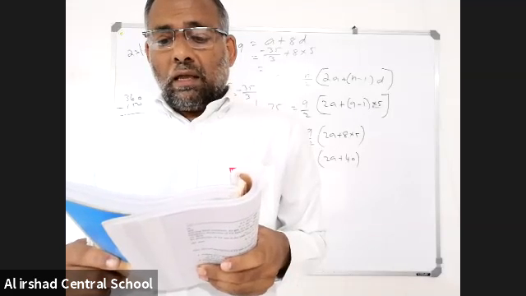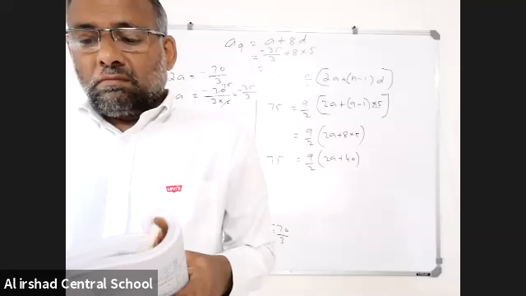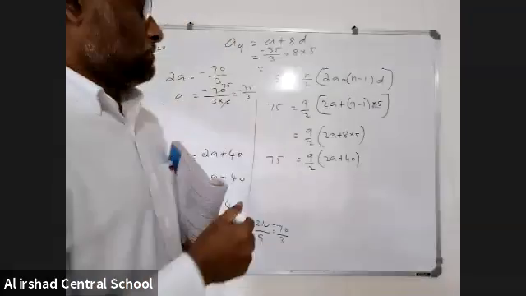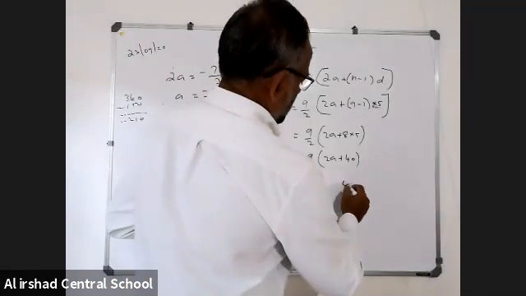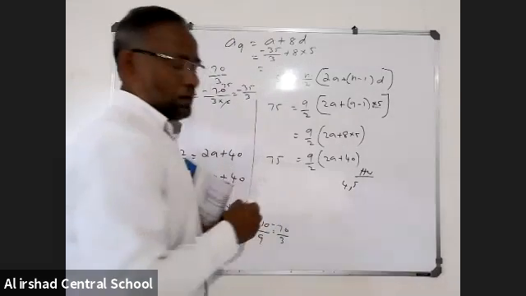How many terms of an AP must be taken to give a sum of 36? Okay, 4 and 5 also homework. 4 and 5, try. Okay, tomorrow we can see.